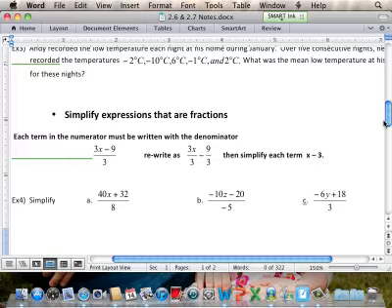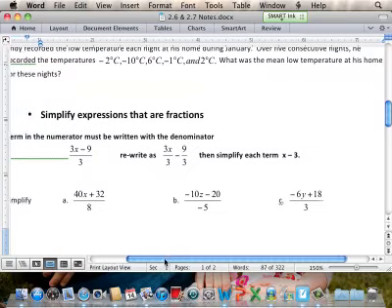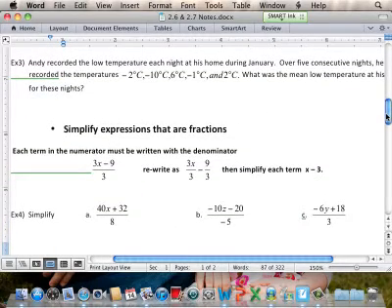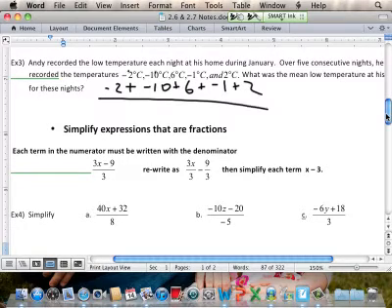All right, example 3. Let's see what we got here. The story problem says, Andy recorded the low temperature each night at his home during January. Over 5 consecutive nights, he recorded the temperatures. What was the mean low temperature at his house for these nights? So the mean means average, and average just means add up and divide by the number of things you have. Okay, so we have -2 plus -10 plus 6 plus -1 plus 2, and there are 1, 2, 3, 4, 5 of them, divided by 5.